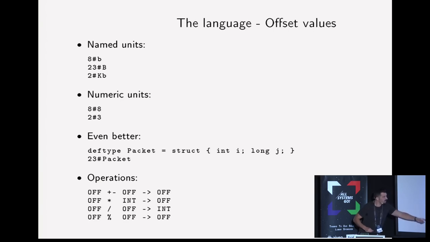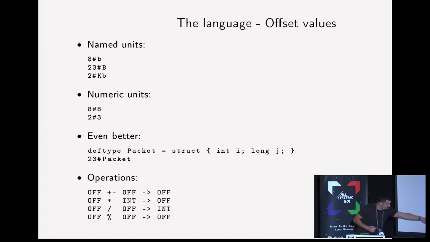Okay? But then I thought, well, why stop here? Why can't you specify offsets and sizes also in terms of your own types? So for example, this is a value which is 23 packets, a packet being that struct that you are defining just before that. Of course, this only works for data structures in POC whose size is known at compile time, because that's not always the case. But it's useful enough. So you can operate in terms of packets.